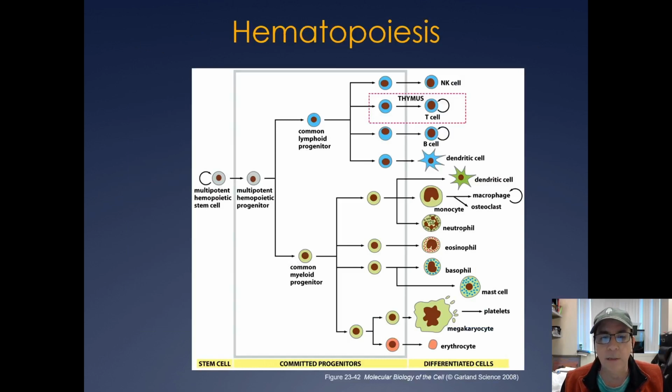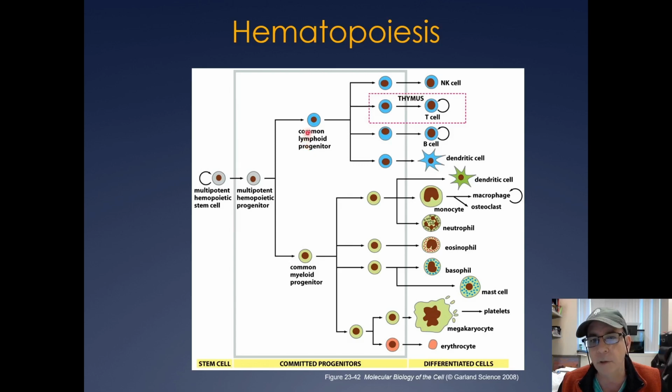Now we see the same sort of thing in hematopoiesis, and hematopoiesis happens in the bone marrow basically, and you have a multipotent hematopoietic stem cell to start that can undergo self-renewal. Okay, this is not a pluripotent stem cell, it's a multipotent stem cell. And then that'll develop into a multipotent hematopoietic progenitor cell, which then can decide whether or not it wants to be a common lymphoid progenitor or a common myeloid progenitor.